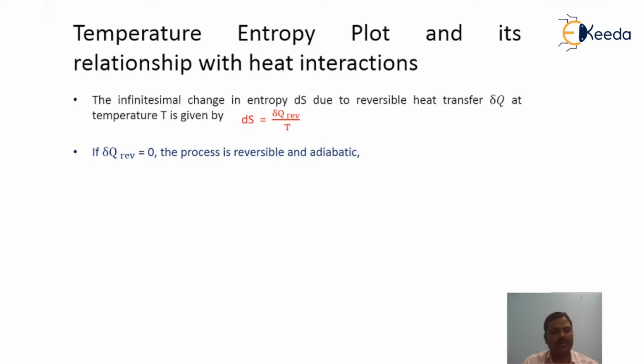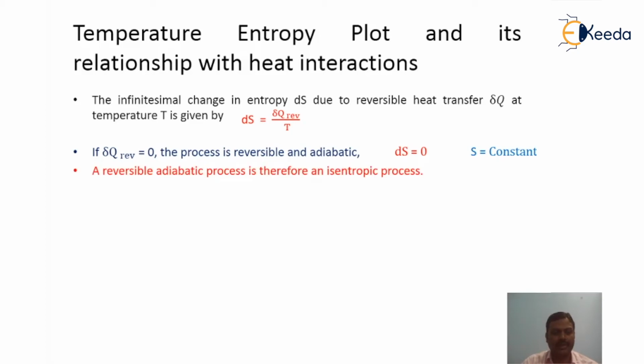If delta Q reversible is equal to 0, the process is reversible and adiabatic. As it is already known, in case of an adiabatic process, the heat interaction is 0. So when there is a reversible process and heat interaction is 0, in that case the change in entropy is 0. That means entropy is constant. That is called an isentropic process. A reversible adiabatic process is therefore an isentropic process.